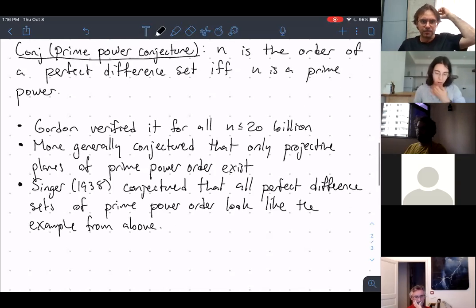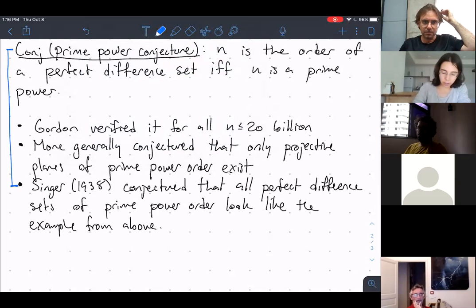Okay, so this means that if you take together the prime power conjecture and Singer's conjecture, you get a complete classification, or a complete conjectured classification, of all perfect difference sets.